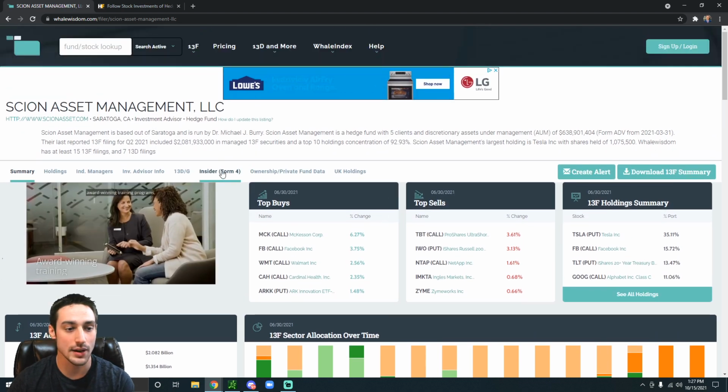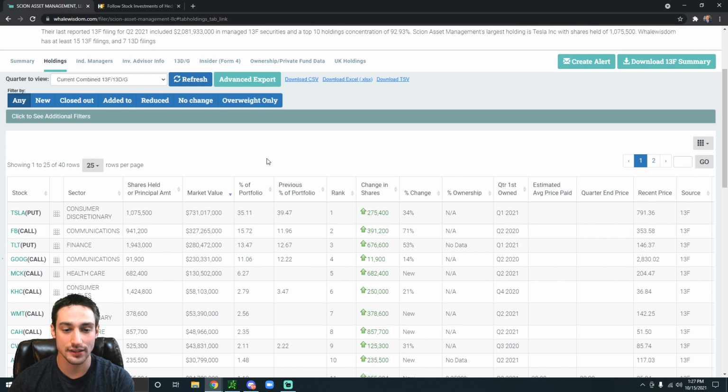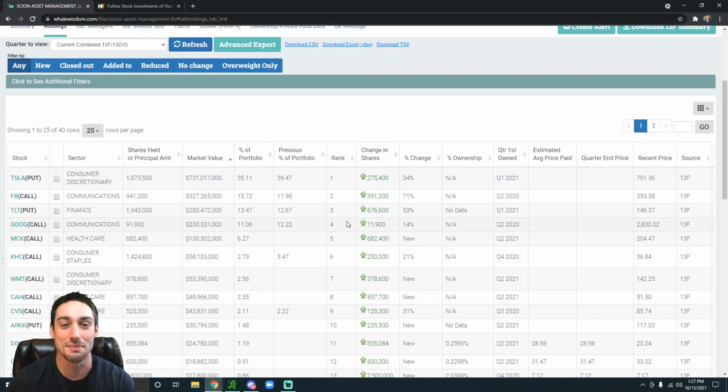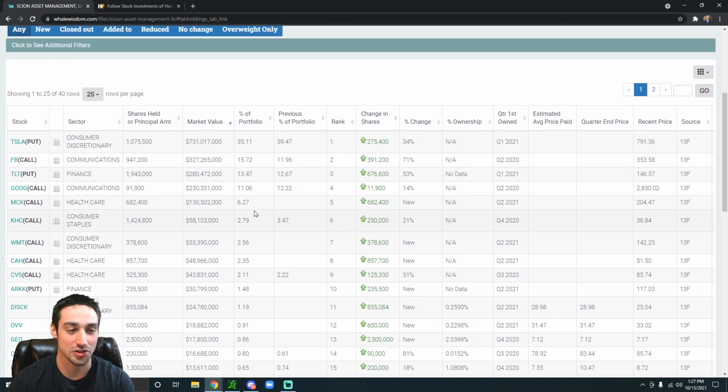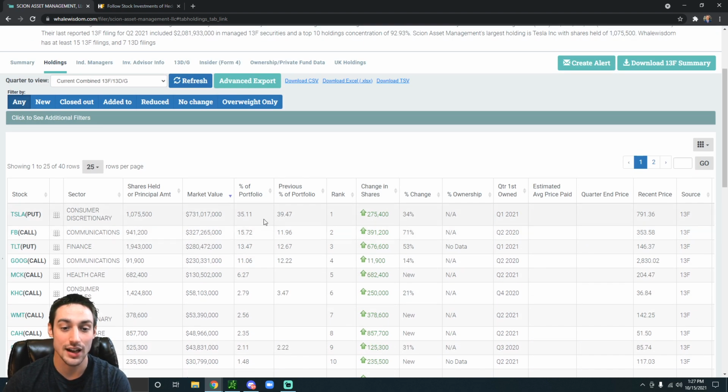What I like to do is head over to the holdings tab right there, and you can basically see everything. You can see what he's trading. The main downside is when it says Tesla put, we don't know what strike price he has or what expiration and things like that. So that does kind of suck. But generally speaking, you can see a lot of data.